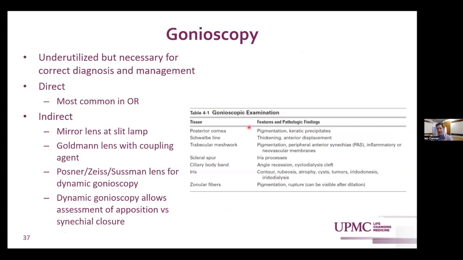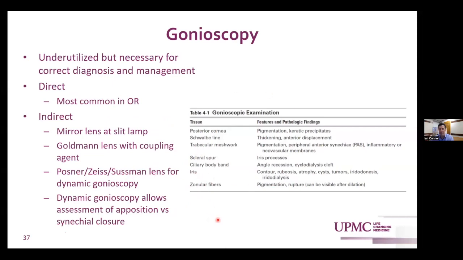And gonioscopy, sort of my last selling point here, is underutilized, but really necessary for the correct diagnosis and management of glaucomas. Direct gonioscopy is most done in the OR, indirect at the slit lamp with a mirrored lens, either that contacts the sclera or the cornea. You have a mirrored lens that contacts just the cornea and allows dynamic gonioscopy for the assessment of apposition versus synechial angle closure, and that's what we refer to as a Zeiss style lens.